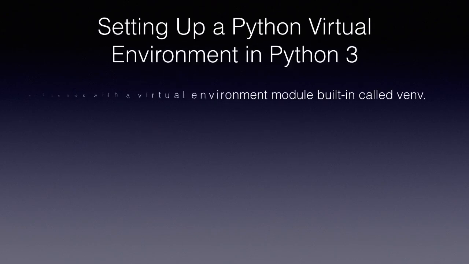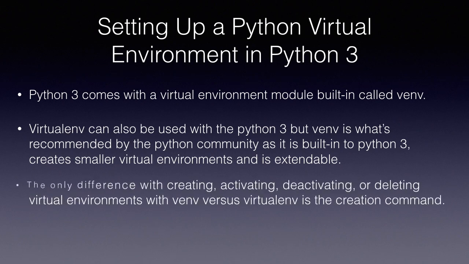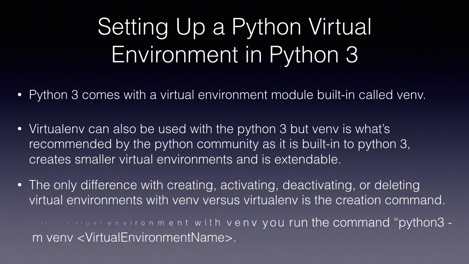Python 3 comes with a built-in module for creating virtual environments called venv. The virtualenv command that we use with Python 2.7 can be used with Python 3 as well, but using venv is the preferred approach as it's already built into Python 3. It also creates smaller virtual environments and is extendable with the ability to use additional plugins. The commands to activate, deactivate, or delete a virtual environment are all the same for venv in Python 3 as they were for virtualenv with Python 2.7. The only difference is the command to create a virtual environment. The command for venv is python3 -m venv followed by the name of the new virtual environment.